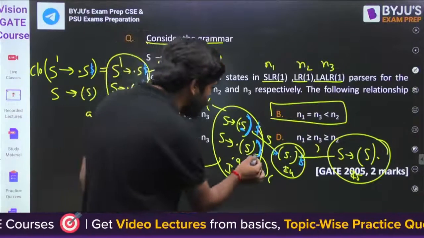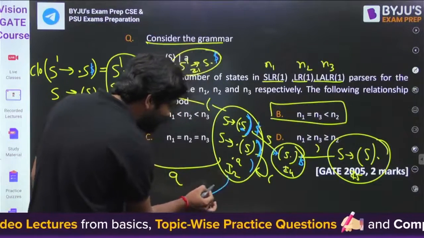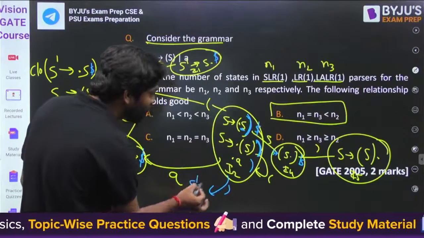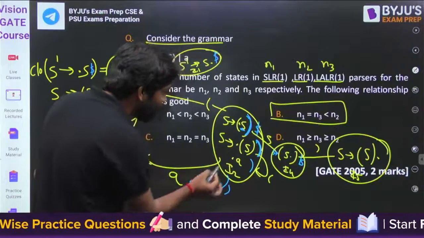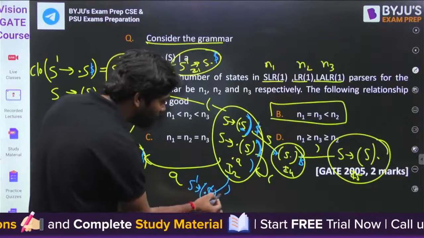So what is happening here? What is happening now in CLR1? When I am writing here, when we meet the closing bracket, I will go S dash goes to S, dash goes to, my dear friend. See, the dot will be shifted. I think you know.